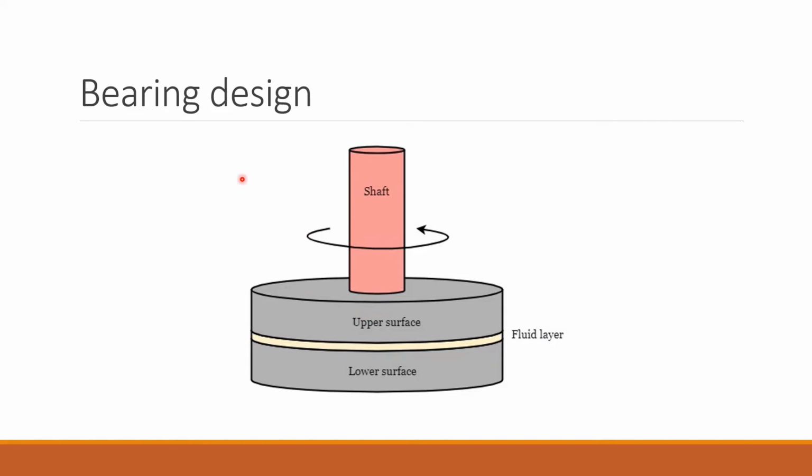Here I've just included another diagram of how the bearing will work. So it will have the lower surface here, the fluid layer in between, and the upper surface, and the bearing pads are going to be on this upper surface. And when the upper surface rotates, it's going to cause a pressure profile in between the lower surface and the bearing pads. And then the shaft, as you can see here, that's what the fan is going to be attached to.